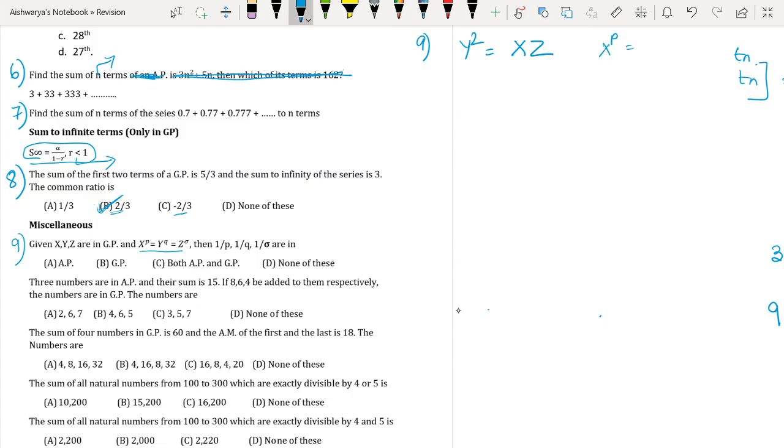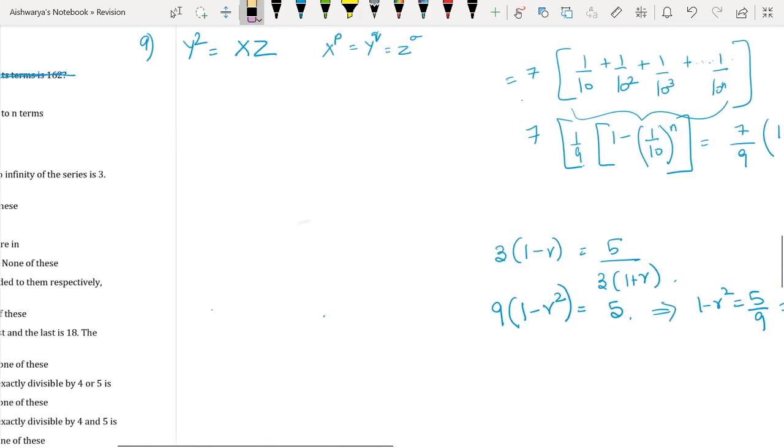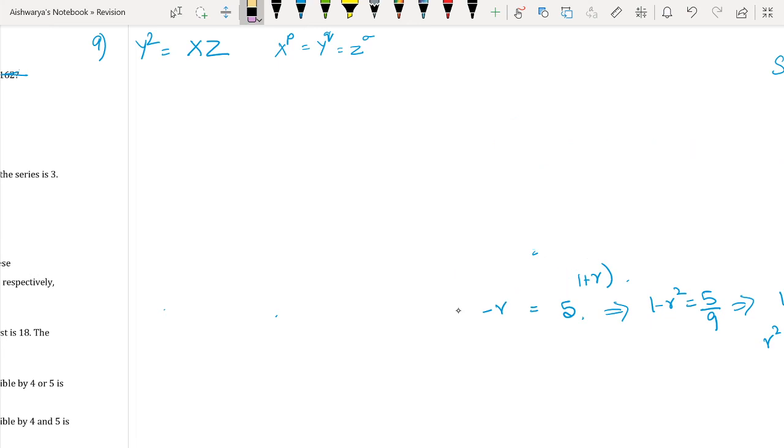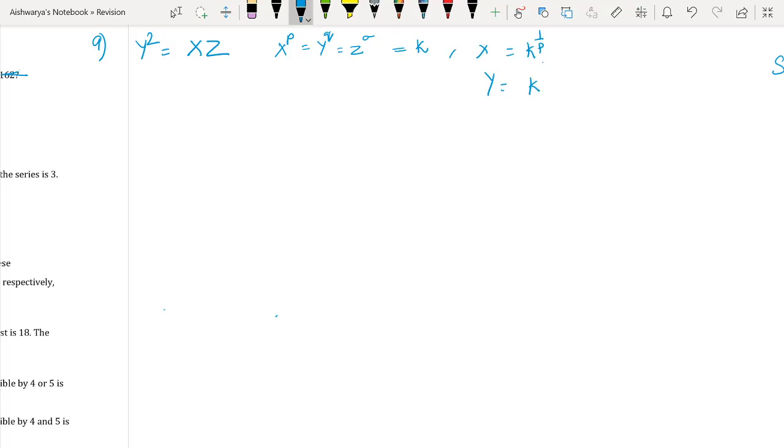X power p is equal to y power q is equal to z power sigma. We will say that this is equal to k. One second, let's clear up the board a little bit. Now let's say that this is equal to k. Then x is equal to k power 1 by p, y is equal to k power 1 by q, z is equal to k power 1 by sigma. This is the result that we are getting.